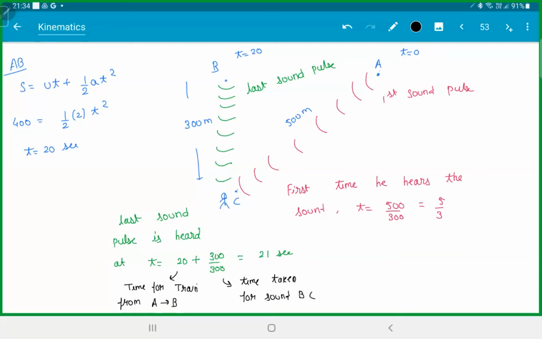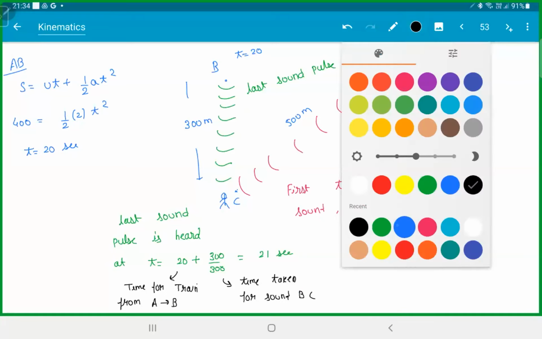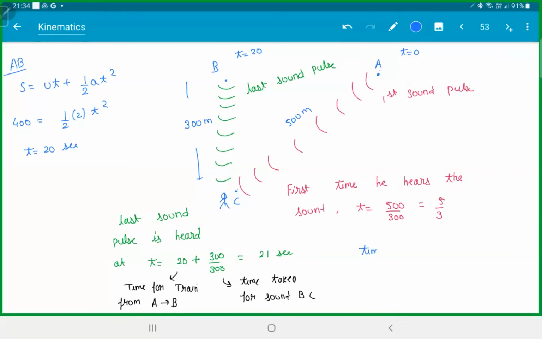Means you heard the first sound at 5 by 3. You heard the last sound at 21 seconds. So the time interval he heard is last sound minus first sound. So the time interval for which sound is heard is 21 minus 5 by 3. That is 63 minus 5, 58 by 3 seconds.